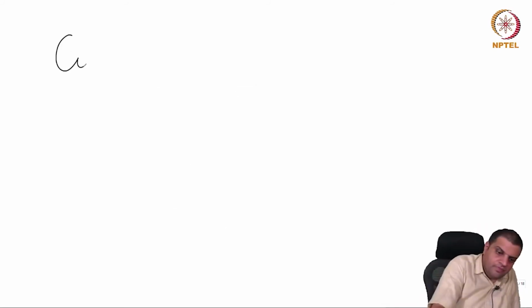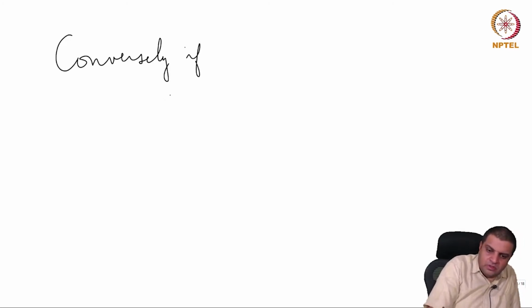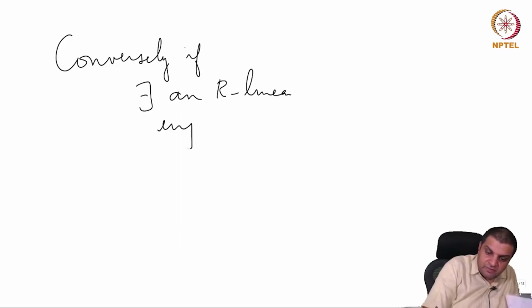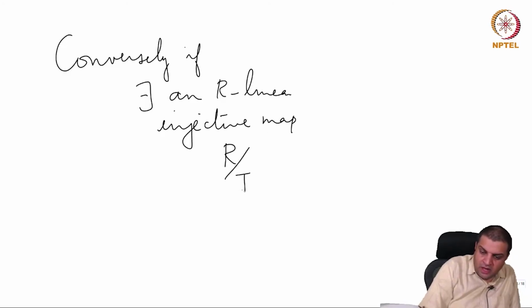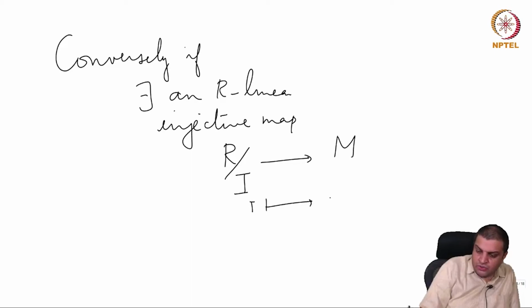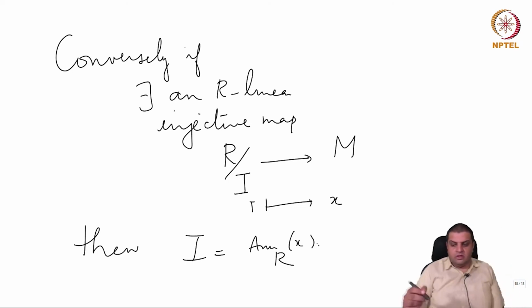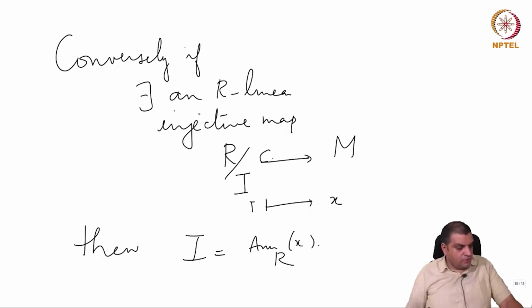Conversely, if there exists an R linear injective map R mod I to M, 1 bar goes to x, then I is the annihilator of x. The point here is that the map is injective.